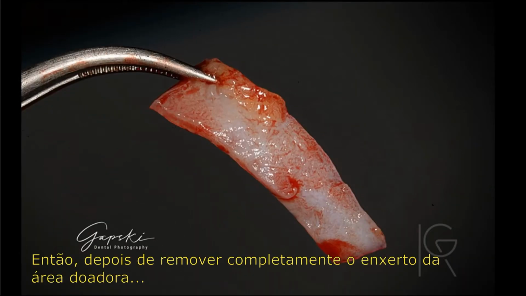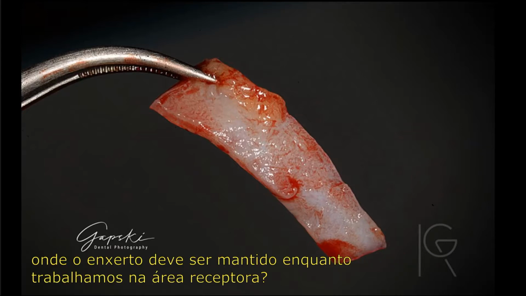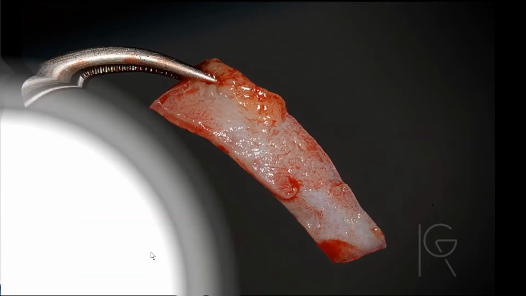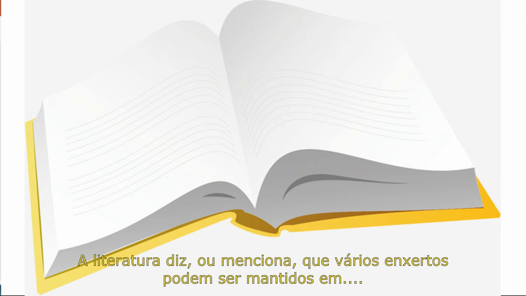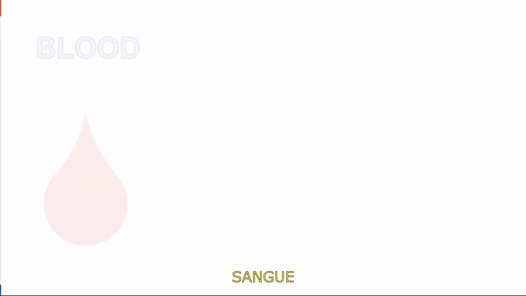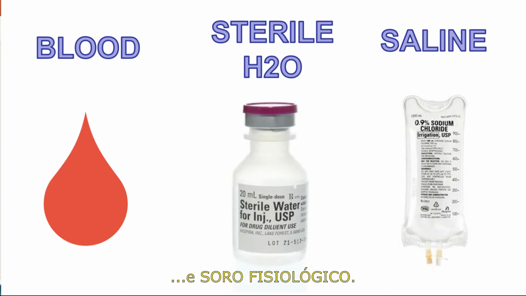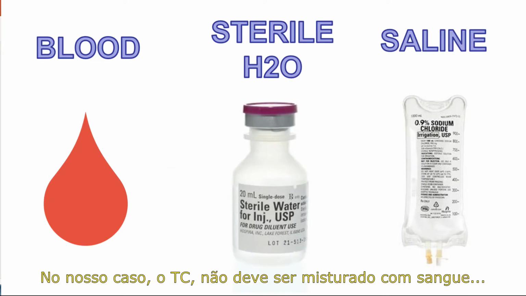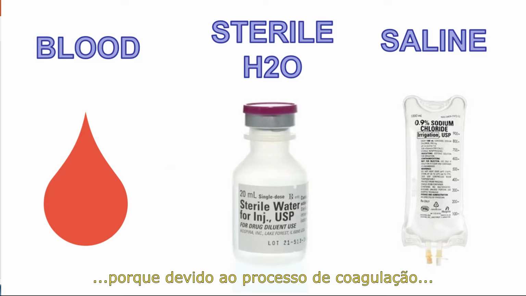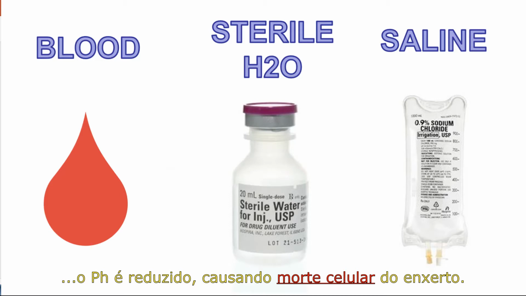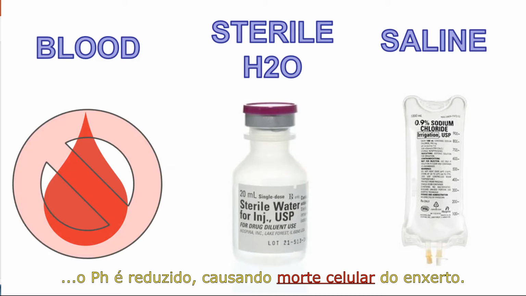So, after completely removing the graft from the donor site, where should we place it as we work on the recipient site? The literature has mentioned that grafts can be placed in blood, sterile water, and saline solution. In our case, the connective tissue graft should not be mixed with blood because with coagulation of the blood, the pH is going to be reduced, causing cell death.